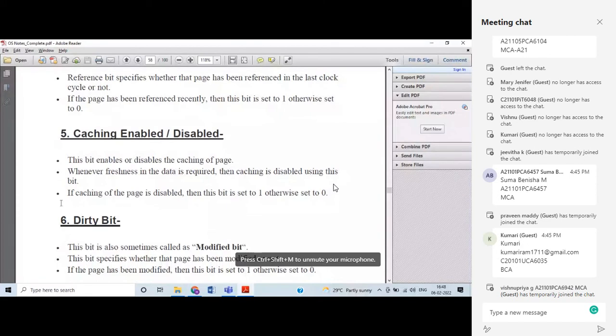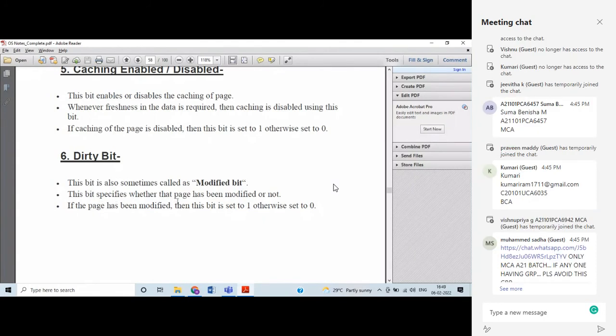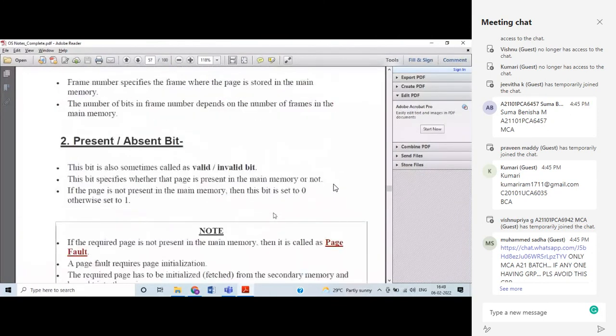And caching. This bit enables or disables the caching of the page. Whenever freshness in the data is required, then caching is disabled. If caching of the page is disabled, it will be set to 1, otherwise it will be set to 0. And the dirty bit is sometimes called the modified bit. அது page modify பண்ணிருக்கோமா இல்லையாங்கறத சொல்லும். So this bit specifies whether the page has been modified. If the page has been modified, it will be set to 1, otherwise it will be set to 0.